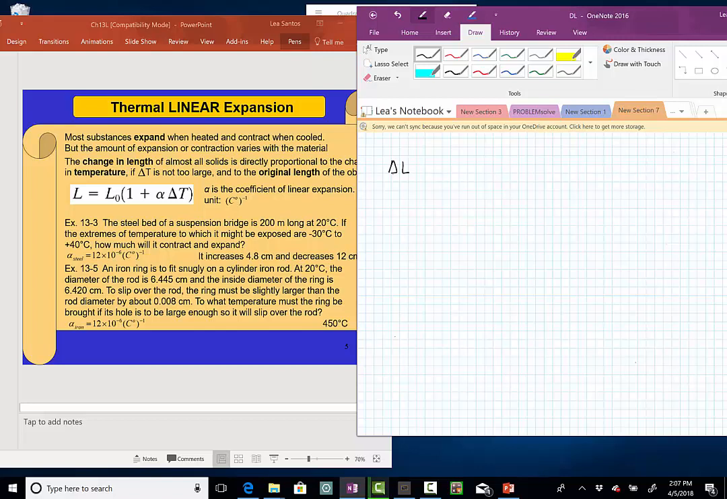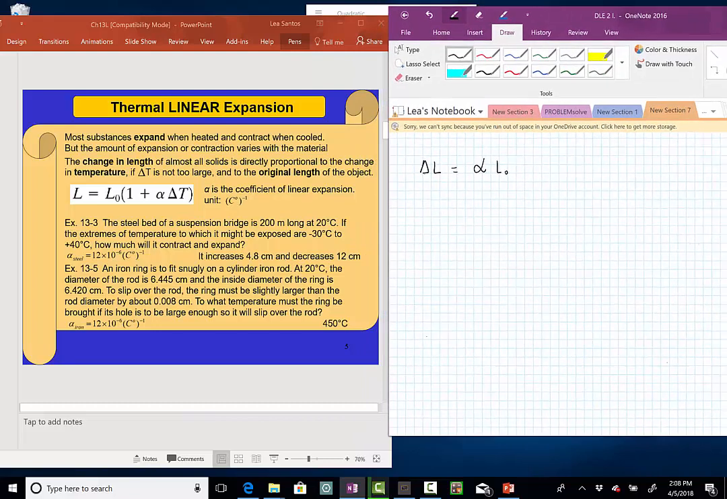Now what is this delta L? What does it depend on? It depends on the material, as we read. So we said that the expansion and contraction depends on the material. I'm going to write this dependence with this symbol alpha, which is the coefficient of linear expansion. The value of alpha will depend on the material that we're dealing with. What else does this delta L depend on? It depends on the initial length of this object that I'm studying, and it depends on the change in temperature.